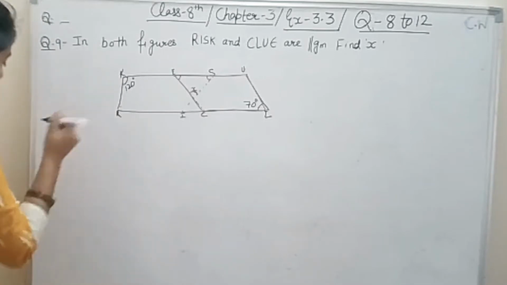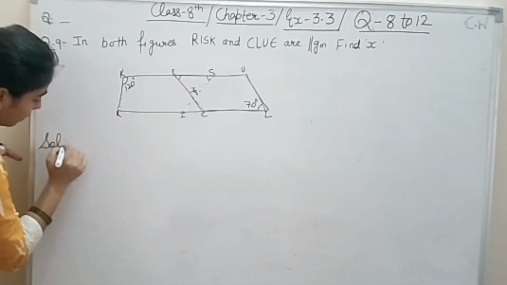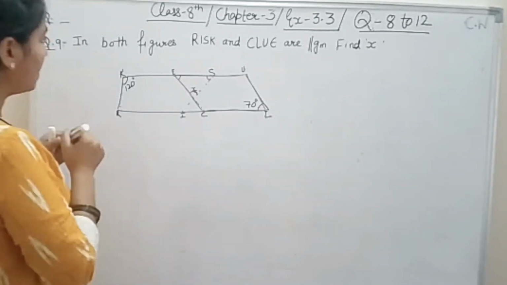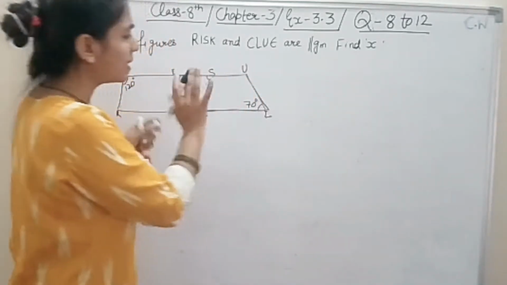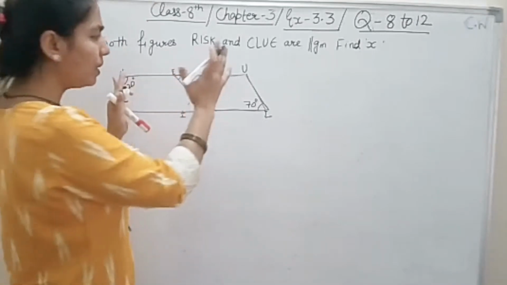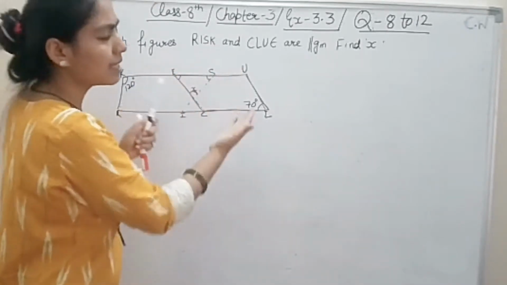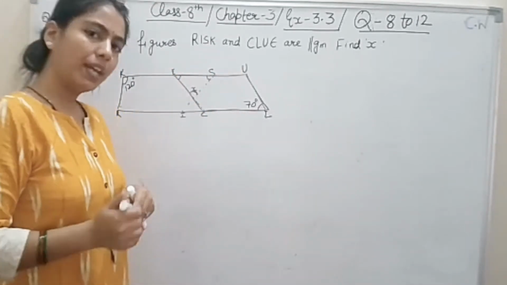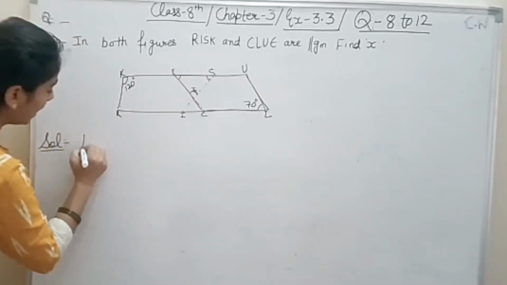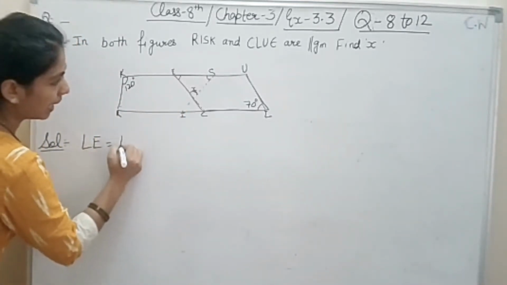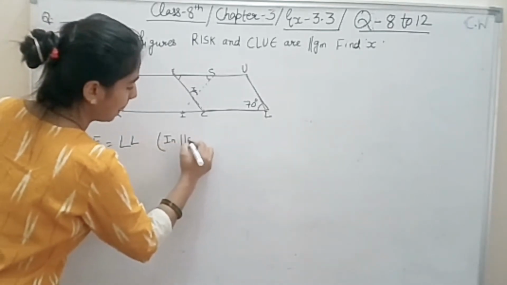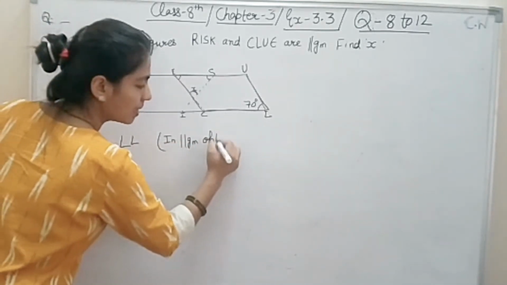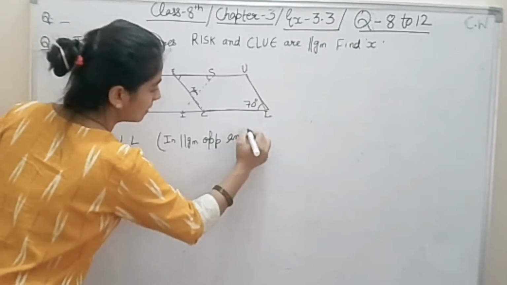Right, so let's start the solution. These type of questions are not difficult, students, but you need to understand the figure. You need to understand from where the value of which angle we can easily get. Right, student? So you can write down angle E is equal to angle L. Why? Because in a parallelogram, opposite angles are same.